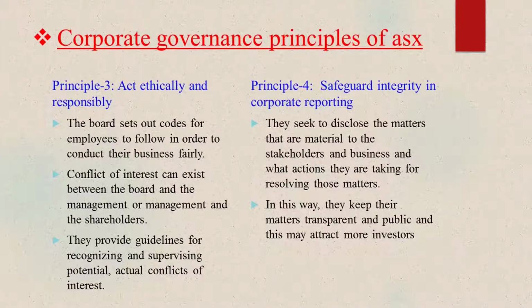Let's discuss Principle 4, safeguard integrity in corporate reporting. It mainly shows how transparency and accounting standards are important. Here, the board of a listed entity should, before it approves the entity's financial statements for a financial period, receive from its CEO and CFO a declaration that, in their opinion, the financial records of the entity have been properly maintained and that the financial statements comply with the appropriate accounting standards. So here, mainly the accounting standards should be maintained.